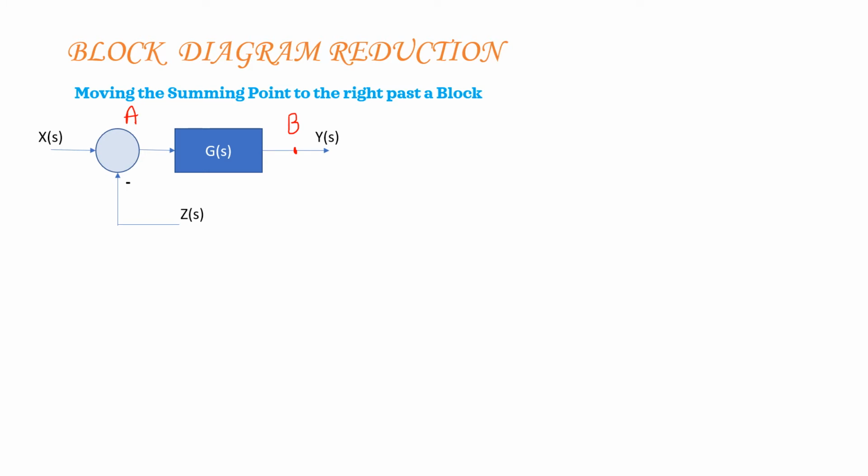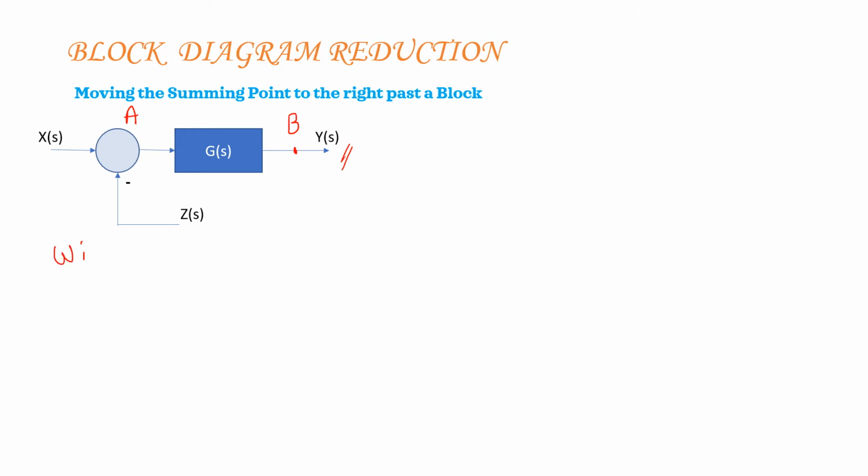So if I want to shift the summing point to B, then what is the change I need to make? Always keep in mind that even though I'm going to shift the summing point to the right of the block or to the left of the block, in any case our output, that is y of s, shouldn't change. It should be the same even if the summing point is shifted.